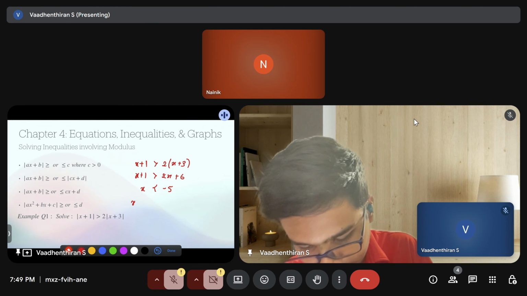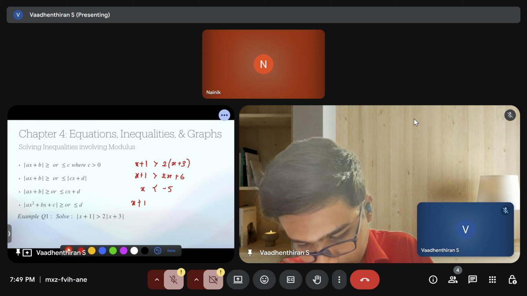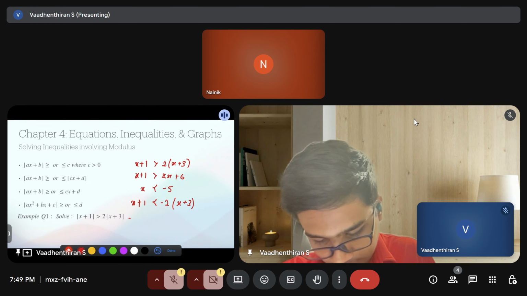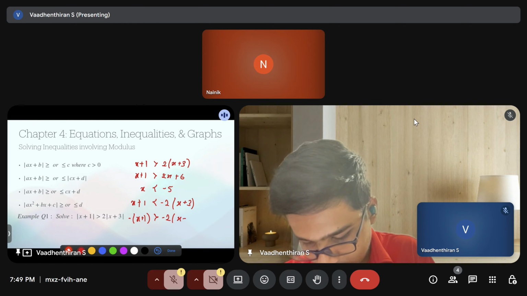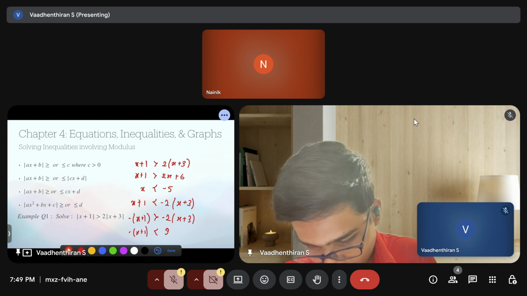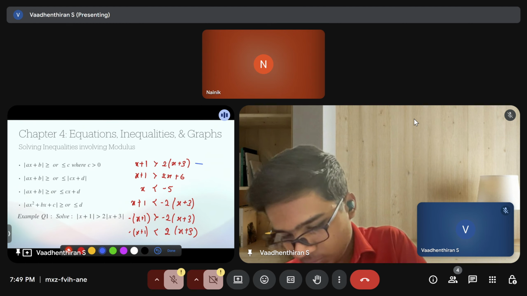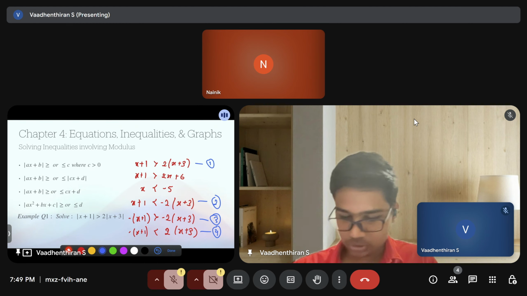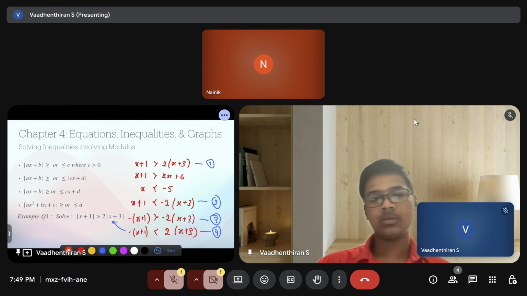I'll just do the solving. What are the other two equations? So the other two equations are x plus 1 less than negative 2 times x plus 3, and negative times x plus 1 will be greater than negative 2 times x plus 3, and negative x plus 1 is less than 2 times x plus 3. So these are the four equations: this is equation number 1, this is 2, this is 3, and this is 4. You need to solve each of the four and then check with the range if it's matching.